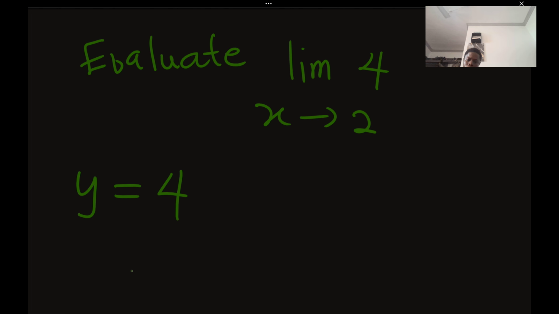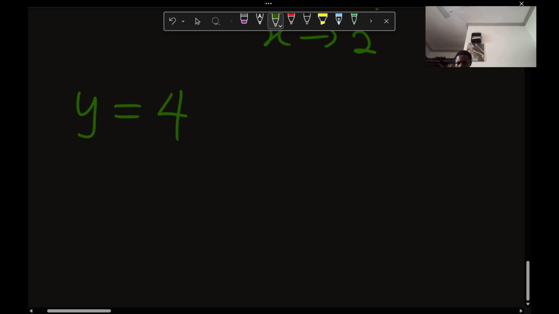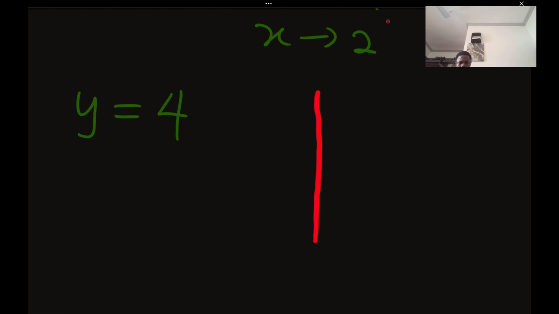So let us use a diagram to get how best we can evaluate any given constant function. We are going to use the xy plane to illustrate this. So I'll draw my xy plane here. I have my y-axis, and I also have my x-axis.